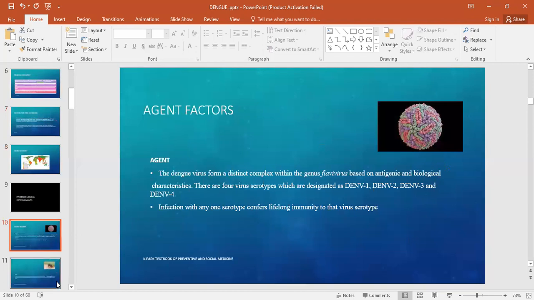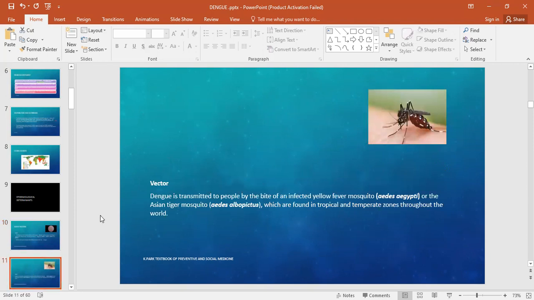Epidemiological determinants: the dengue virus forms a distinct complex within the genus Flavivirus based on antigenic and biological characteristics. There are 4 virus serotypes, designated DEN1, DEN2, DEN3, and DEN4. Infection with any one serotype confers lifelong immunity to that serotype. And the vector responsible: dengue is transmitted to people by the bite of an infected yellow fever mosquito, Aedes aegypti, or the Asian tiger mosquito, Aedes albopictus, which are found in tropical and temperate zones throughout the world.